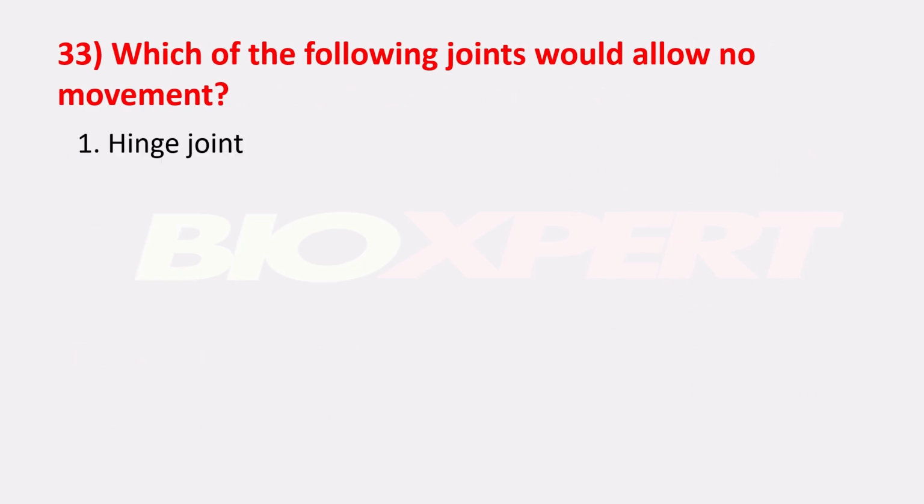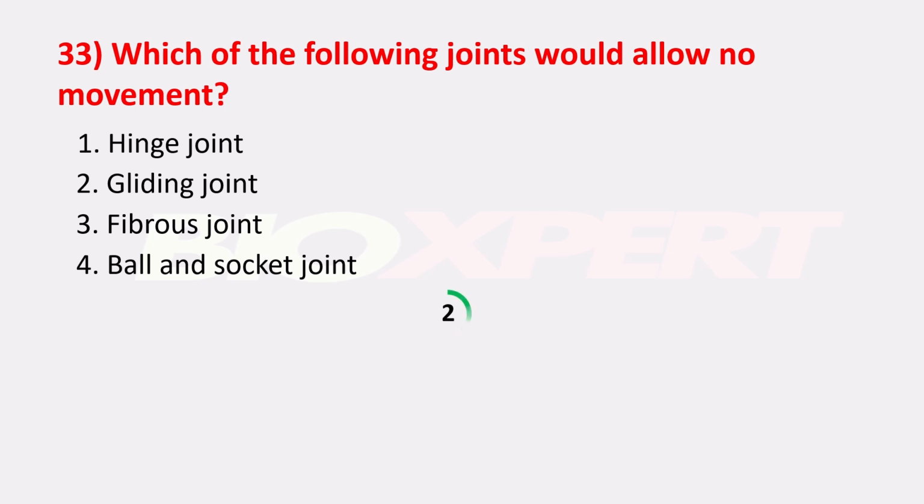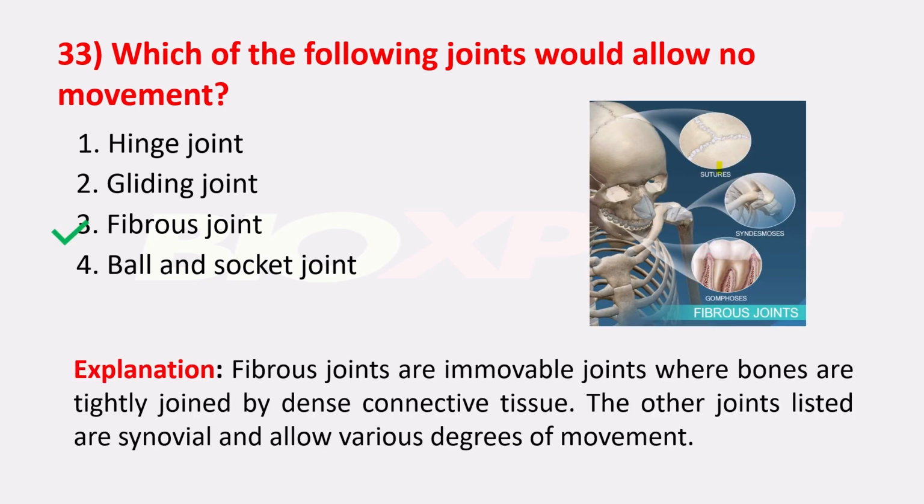Which of the following joints would allow no movement? Fibrous joint. Fibrous joints are immovable joints where bones are tightly joined by dense connective tissue. The other joints listed are synovial and allow various degrees of movement.